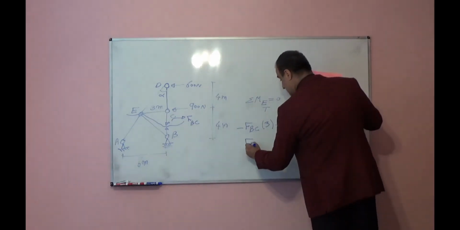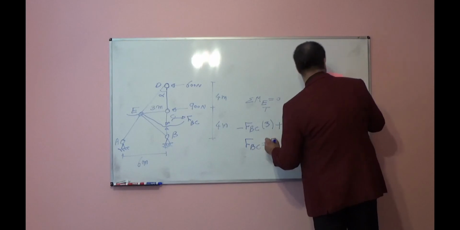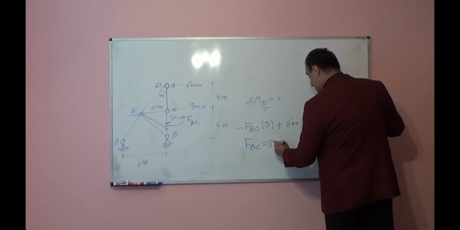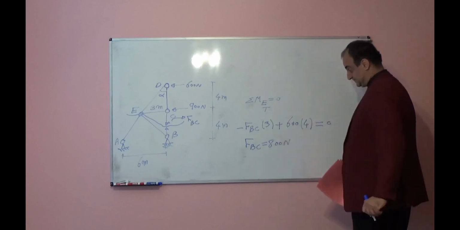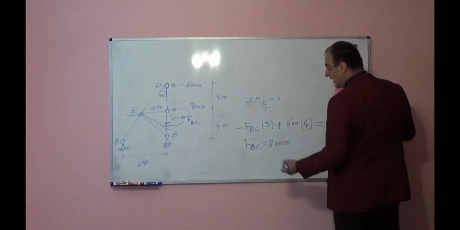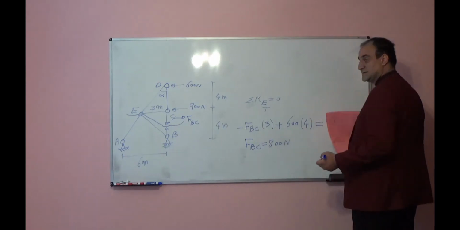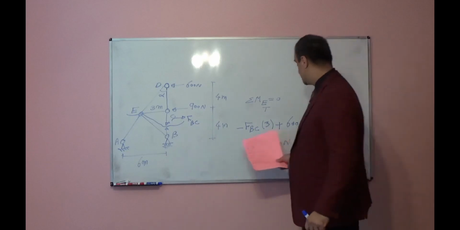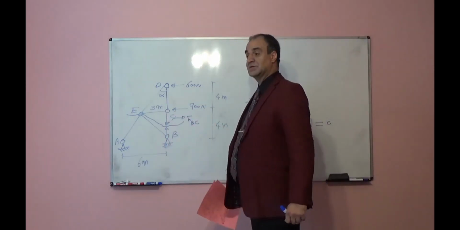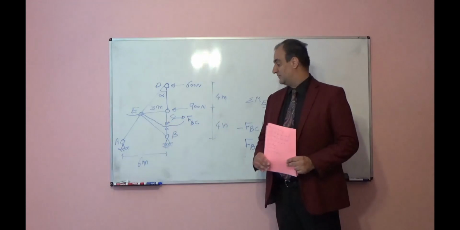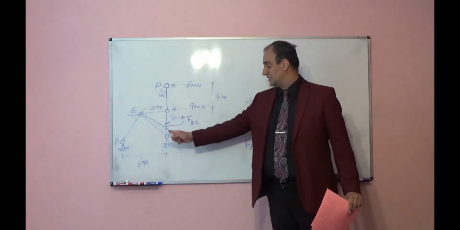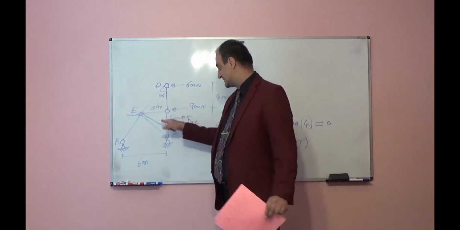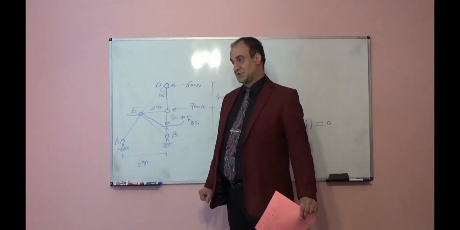From here, I can find FBC is equal to 800 Newton. And positive 800 because it is tension. We have tension here in this member. The way I cut it, I found this member internal force with only one equation, because I cut it using one section, we call it section method.